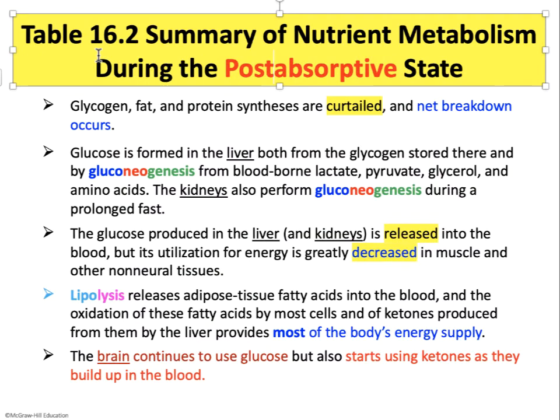Table 16.2 nicely summarizes the post-absorptive state of the bodily nutrition levels. The words that are color-coded are designed to draw your attention to very similarly worded but completely different biochemical maneuvers. Thus, gluconeogenesis is the generation or the formation of new glucose through the conversion of other biochemical commodities. Likewise, lipolysis means the breakdown of lipids.